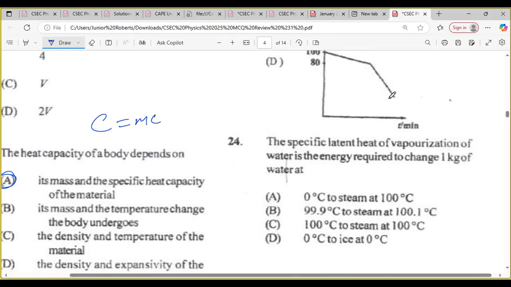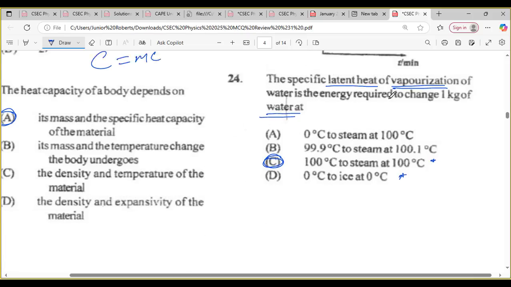Now 24, as we continue, says that the specific latent heat of vaporization of water is the energy required to change 1 kilogram of water at. So latent heat means that there is no temperature change, right? So the answer could be either this one or this one. Since we're talking about vaporization of water, water transitions from a liquid to a vapor at 100 degrees Celsius. So the temperature is going to remain constant at 100 degrees Celsius. So our best answer would have to be C for 24.